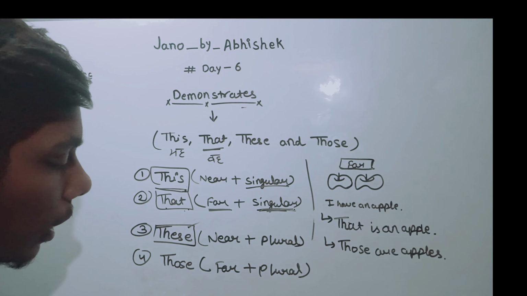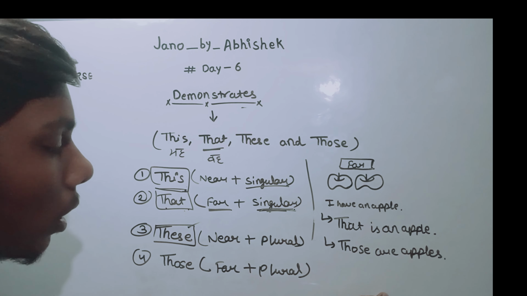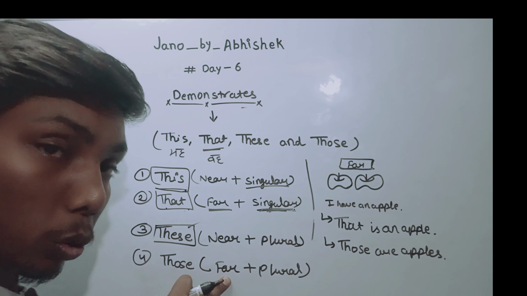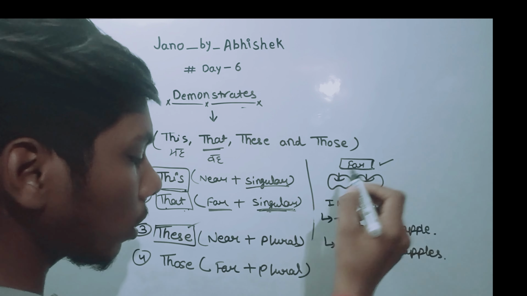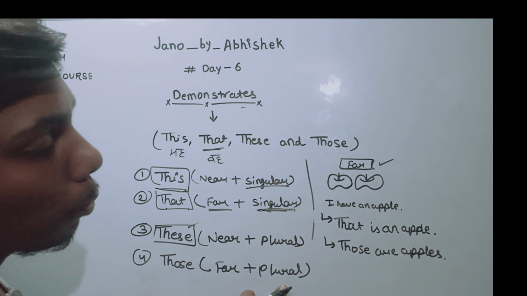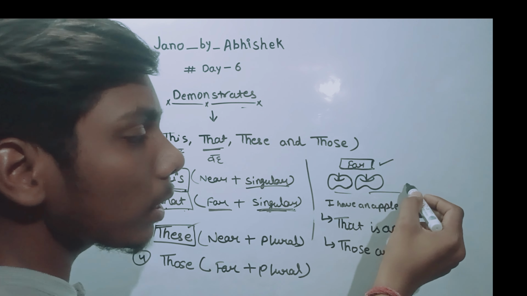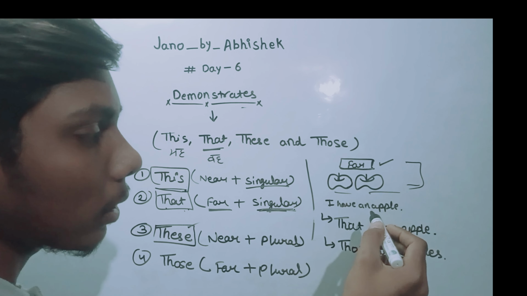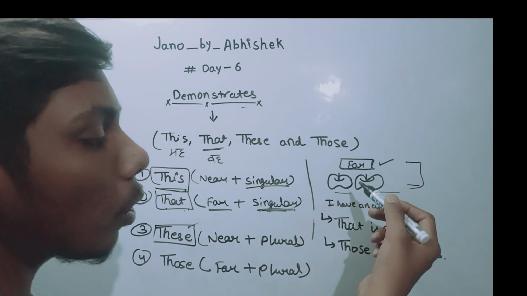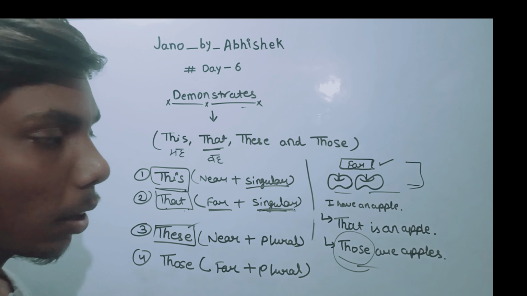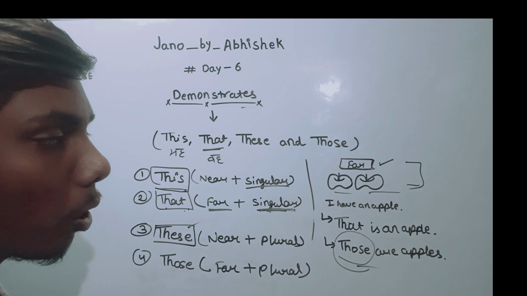Okay, so in the end, what were the conditions to use those? First, it should be far to us. Second, it should be plural, meaning more than one. So it is more than one. Both conditions are being met, and so to point them out we used the word those. Okay, is it clear? Very simple it was.